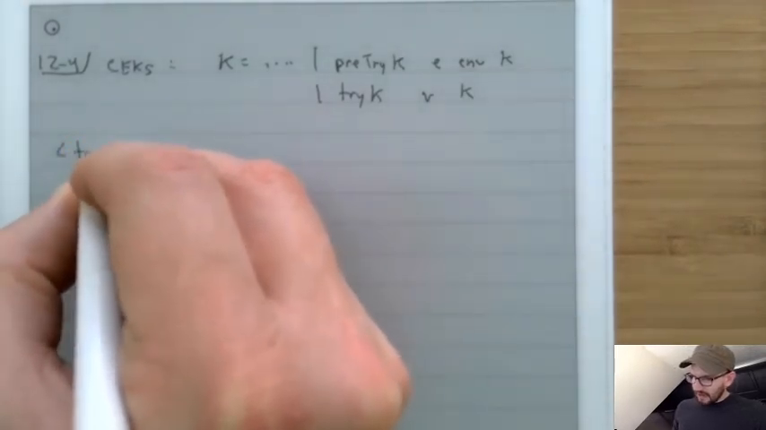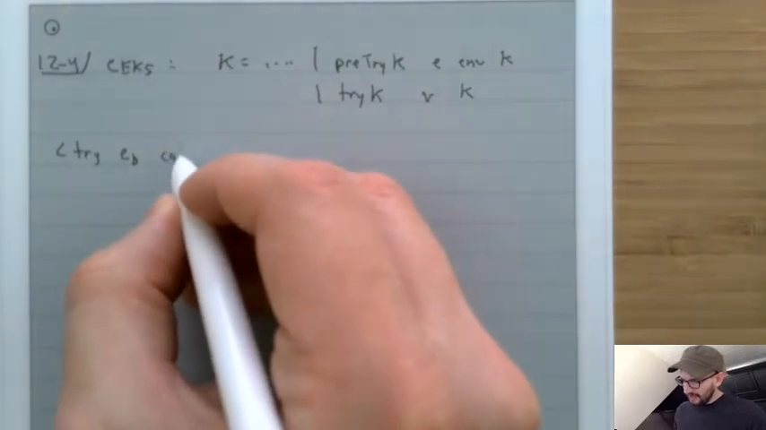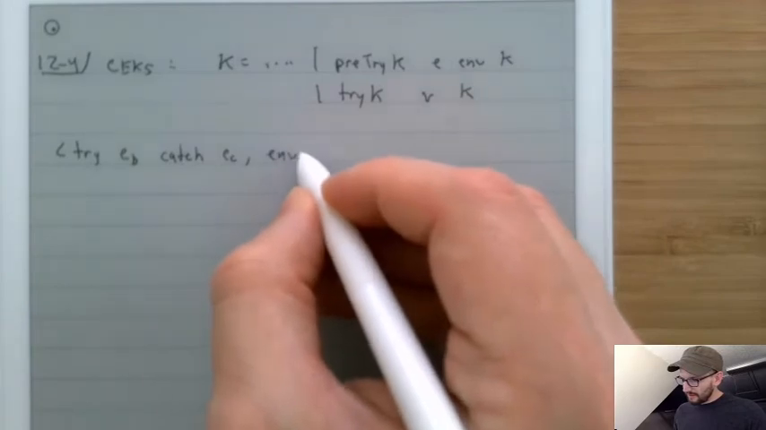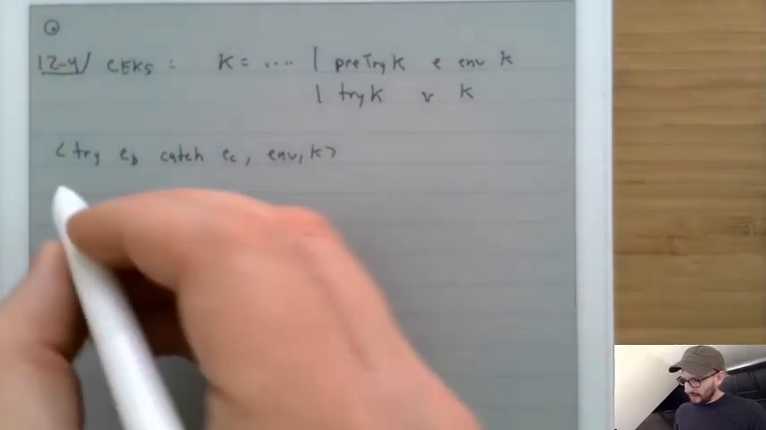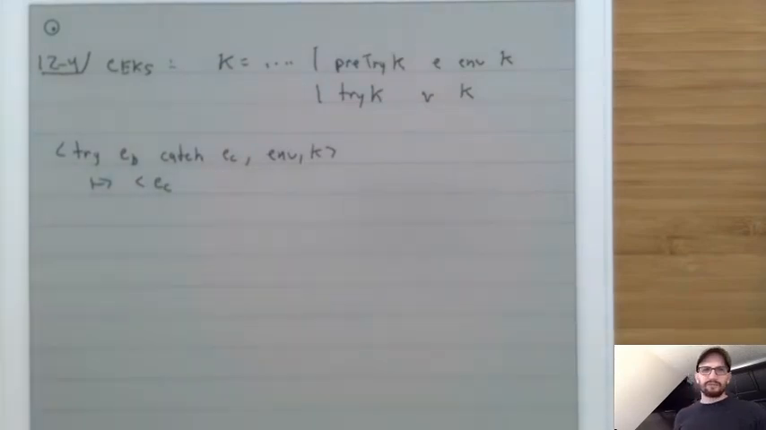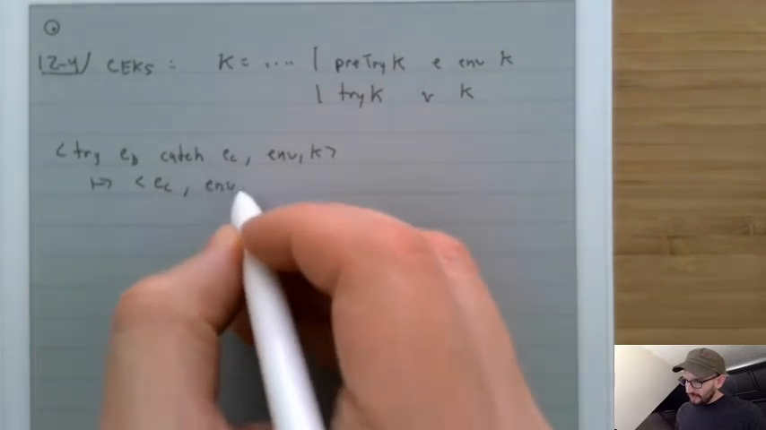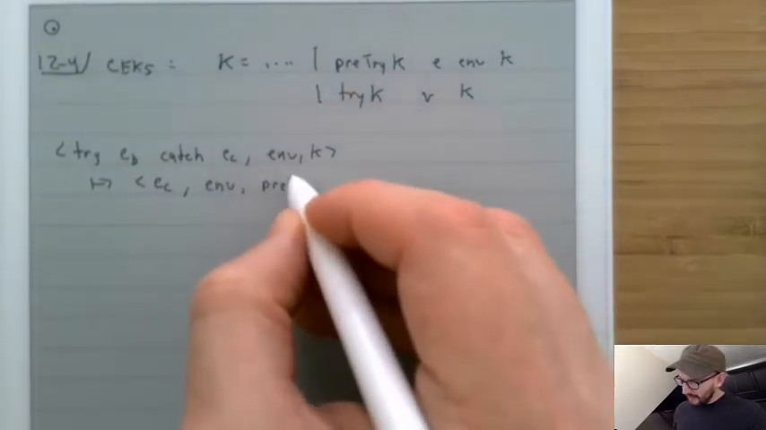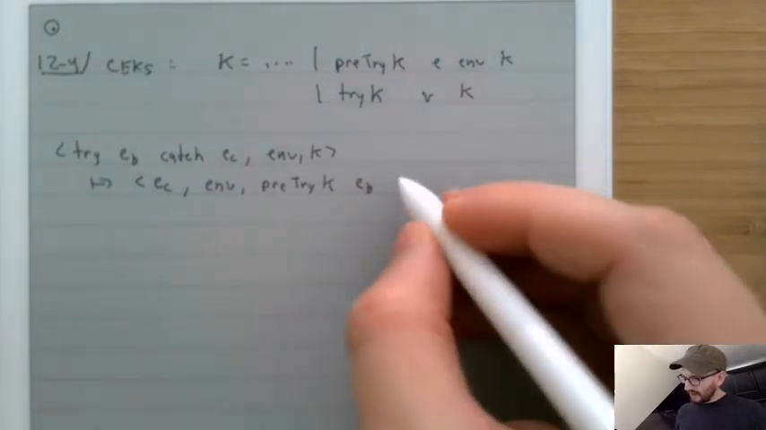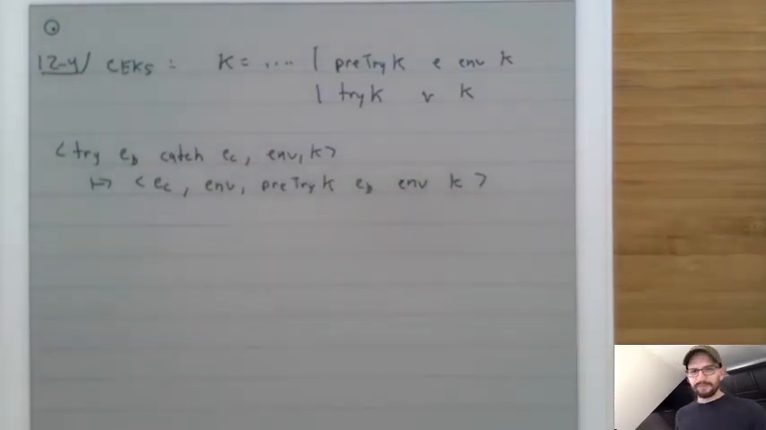When we get to a try of EB and a catch of EC with some environment and some K, then we're going to turn that into focusing on the catch, because we have to evaluate what that is. We're going to leave the environment alone, and we're going to have a pre-try continuation that has the body of the try, the saved environment, and the old continuation.